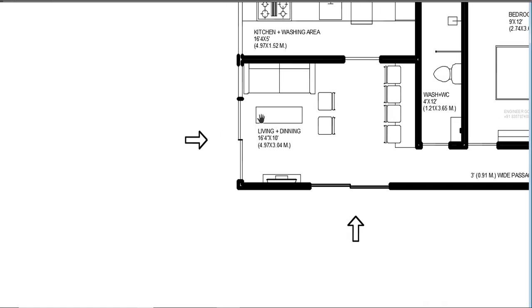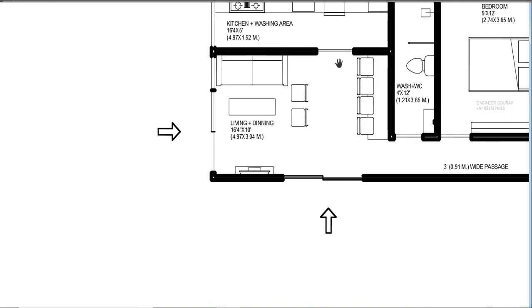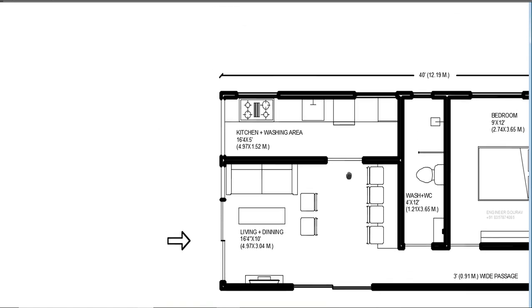After that we will go inside, so we have sofa arrangement, tea table arrangement and also a TV unit on the front wall, and we have chair arrangement, and on the right side we have a dining counter with 4 chairs. After that we'll go inside, so we have the kitchen plus washing area.